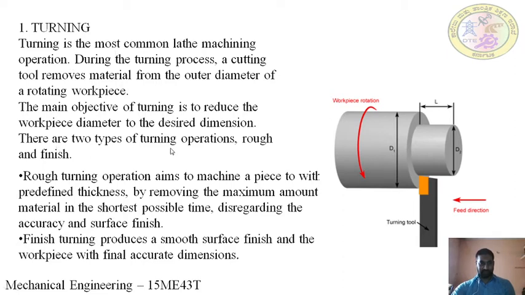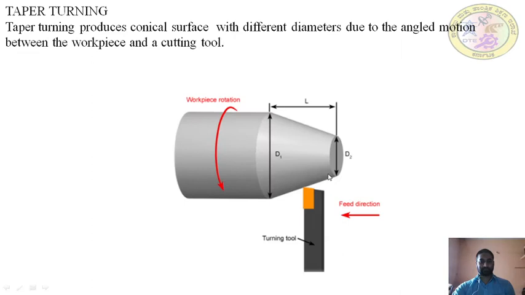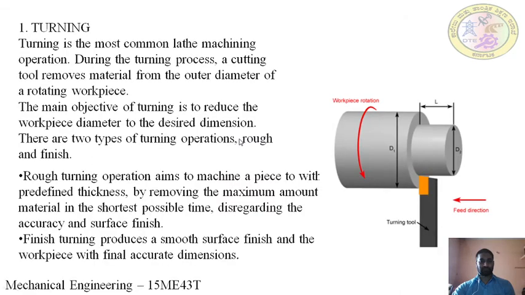There are usually two types of turning operation: rough turning and finish turning. So what is rough turning and finish turning? The rough turning operation aims to machine the piece roughly. Rough turning involves removing the material roughly.